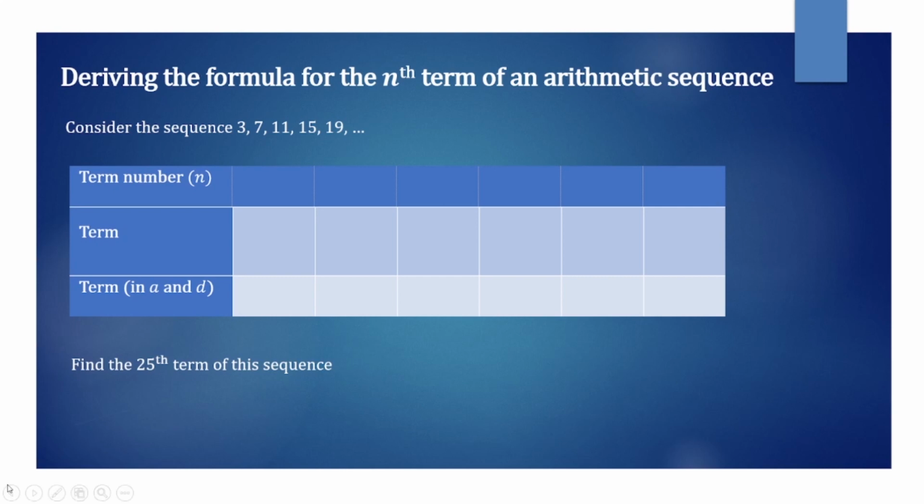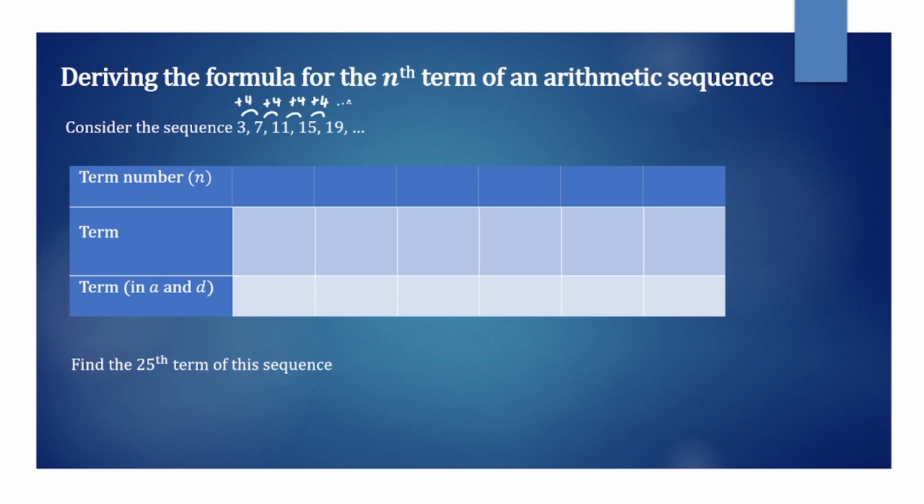The first thing we need to look at is the difference between each term of the sequence. We can see to get from 3 to 7, we would add 4. 7 to 11, we add another 4. 11 to 15, add 4. 15 to 19, add another 4, and so on. We assume that pattern will continue.